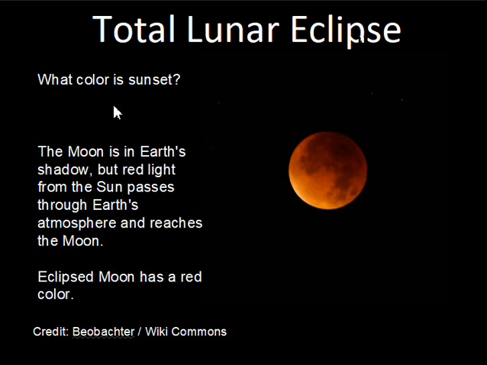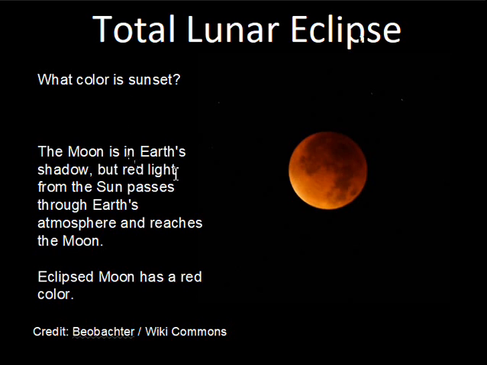It's getting to us, not being scattered by the Earth's atmosphere as the blue light does. So we don't have blue sunsets, we have red sunsets. The red light is able to pass through the Earth's atmosphere and reach us. Same thing happens during a total lunar eclipse.